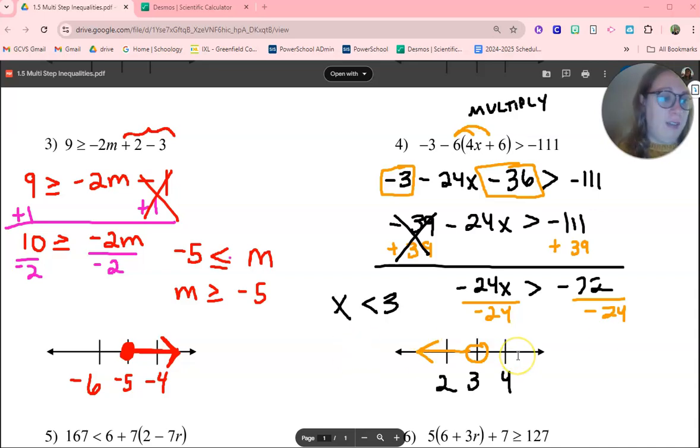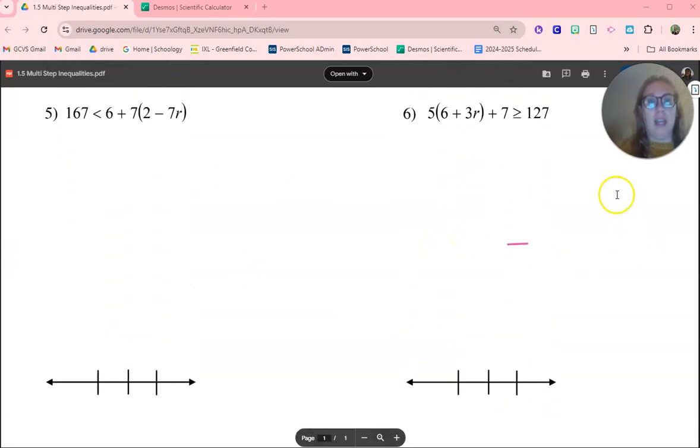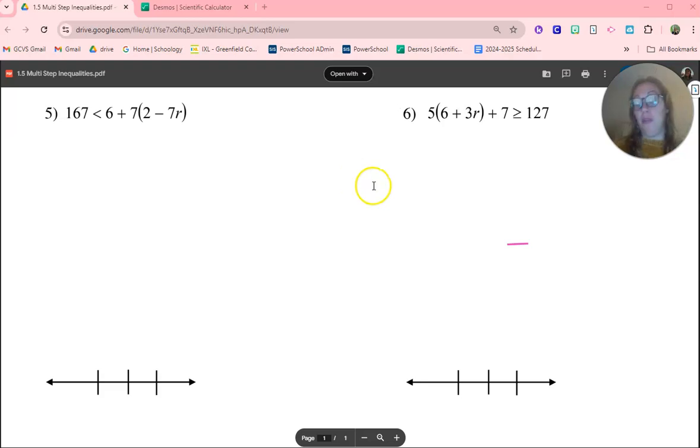And when you're all set, scroll down to 5 and 6. So there's 2 more left on this worksheet, and I'll do the distribution and get us started on both of these, but then I do want you to finish them on your own. I want you to try these 2 on your own. So if you have trouble, reach out to me. You know, we can work through these together, but I do want to give you some to practice on your own.